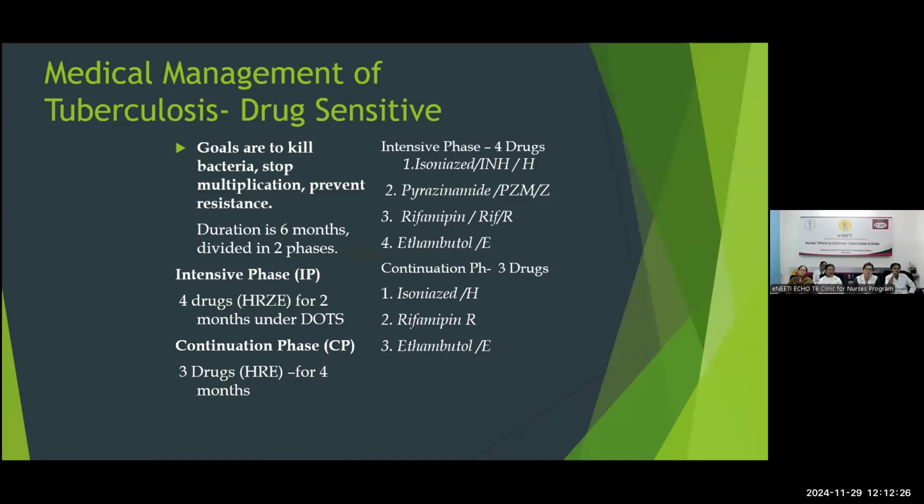It is divided into 2 phases. First is the intensive phase, in which we give rifampicin, isoniazid, pyrazinamide, and ethambutol for 2 months. Then the next continuation phase, for the next 4 months, is HRE: isoniazid, rifampicin, and ethambutol. We continue it for the next 4 months.